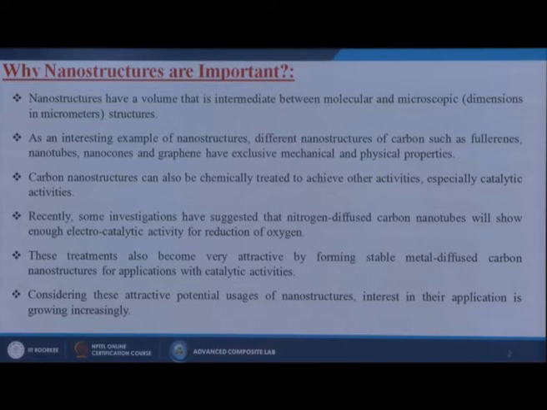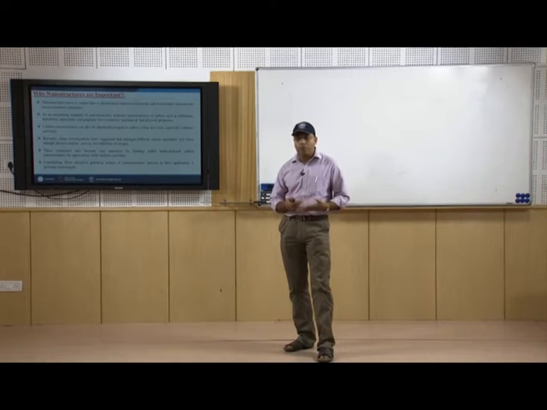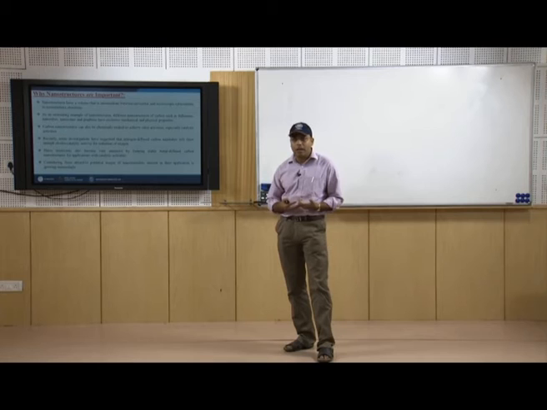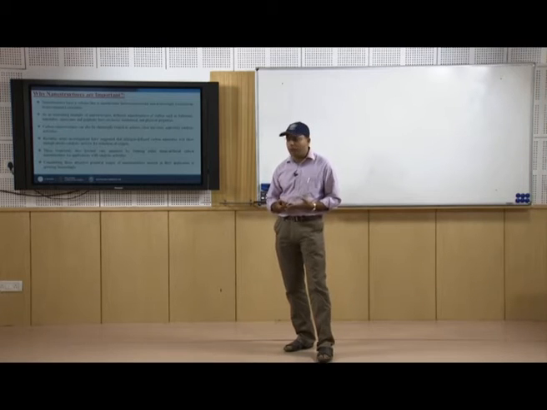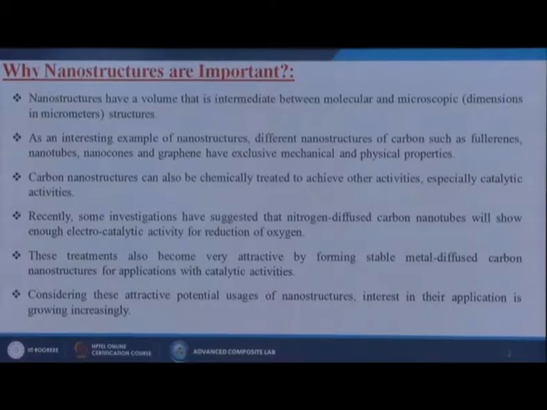So, from this example we can understand that nanocomposites play a vital role in enhancing several properties which we can't get with micro or macro or bulk coatings or bulk properties. These treatments also become very attractive by forming stable metal diffused carbon nanostructures for applications with catalytic activities. Considering these attractive potential uses of nanostructures, interest in their applications is growing increasingly.